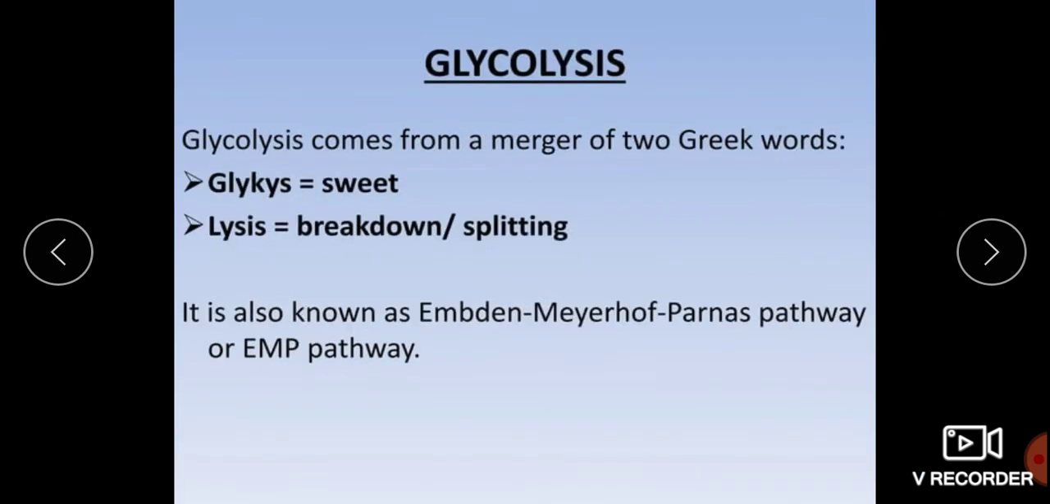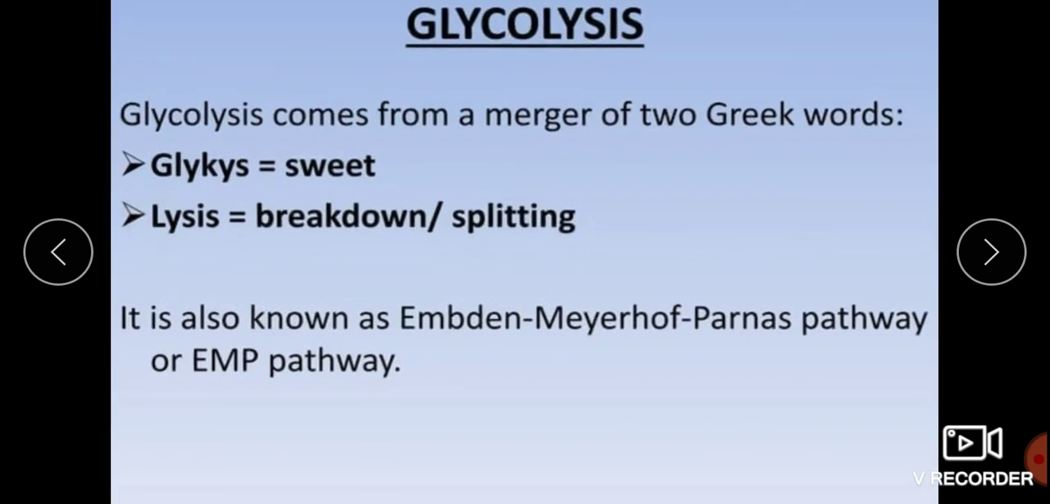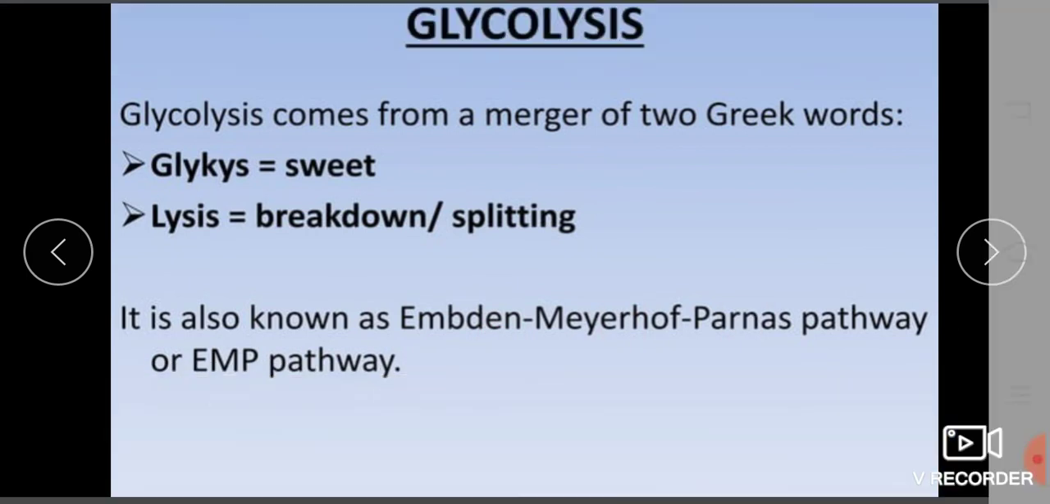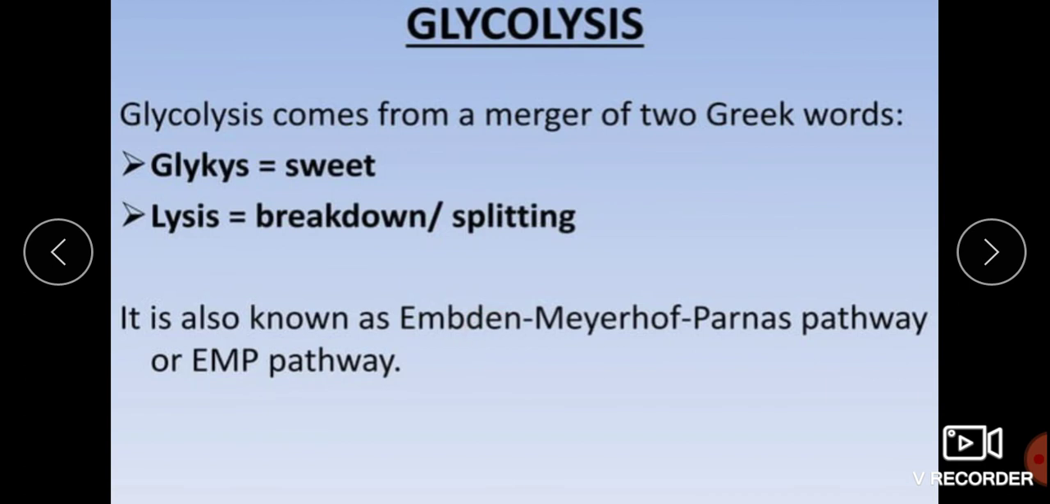Now about glycolysis. The word glycolysis is derived from two words, glycis and lysis. Glycis means sweet and lysis means breakdown or splitting. Here there is a breakdown of a sweet molecule, or a breakdown of glucose. This pathway is also called the Embden, Meyerhof and Parnas pathway. These are the names of the scientists who discovered the glycolysis pathway. So in short, it is also called the EMP pathway.